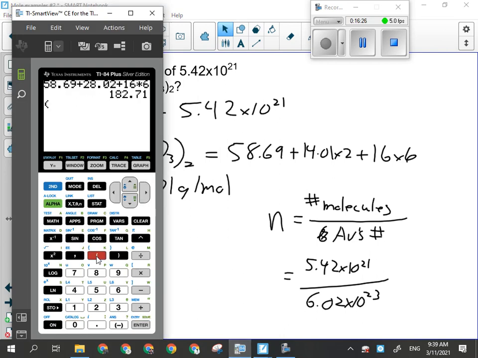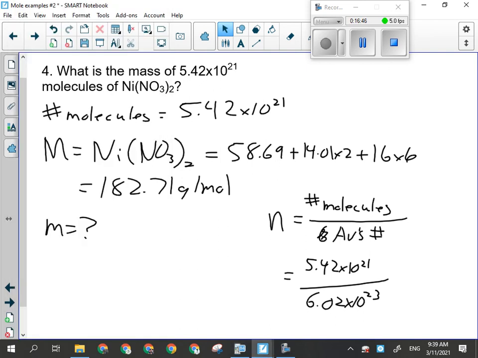So 5.42 E 21 divided by 6.02 E 23. There's my number of moles. It's really small, and that's okay. It's significantly less than a mole. Now I'm going to take that number, that's N, 0.009.